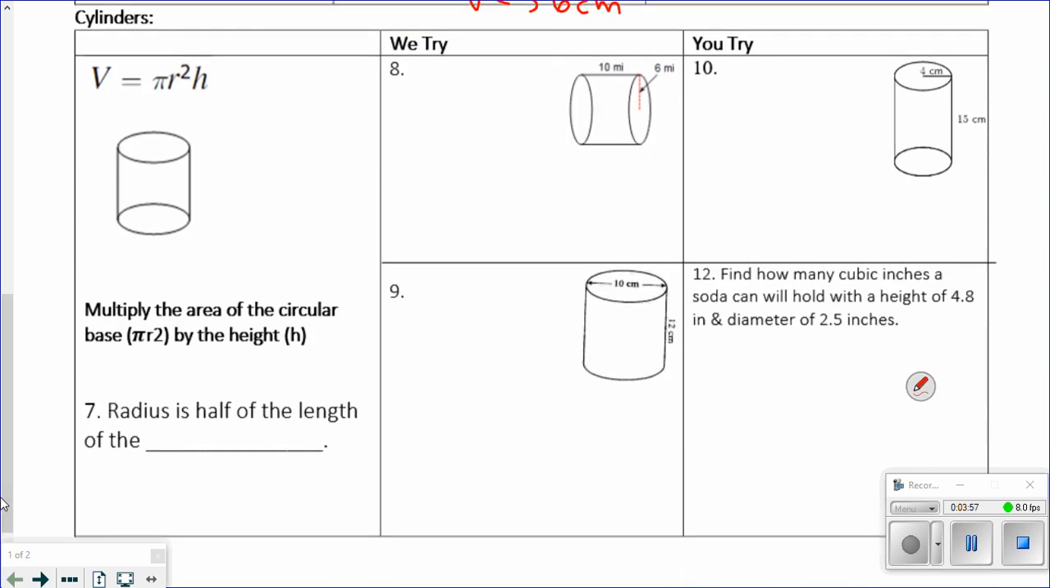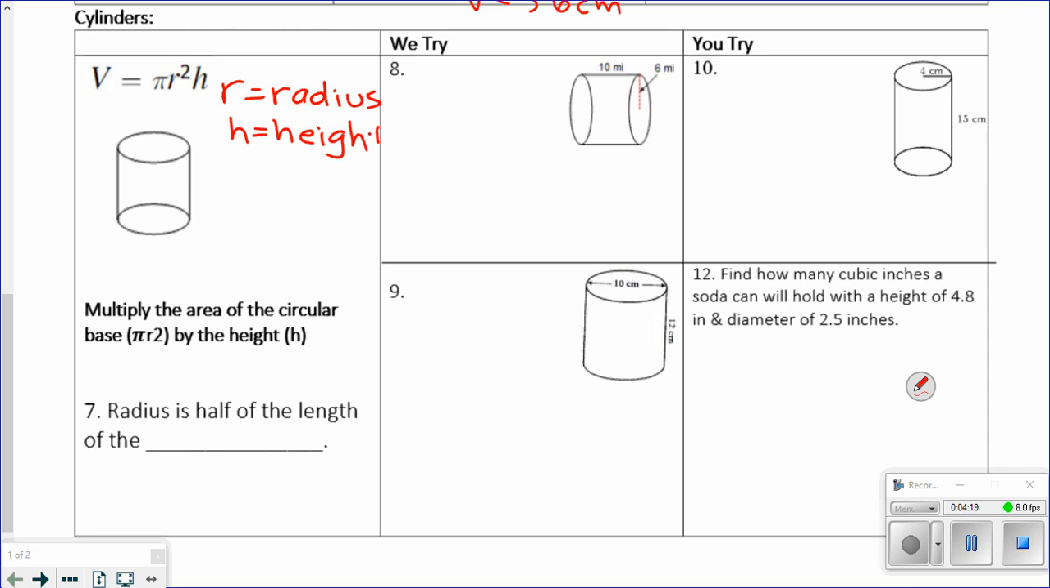All right, now we've got cylinders. So cylinders, just like a soup can or a soda can, we're still talking about how much that soup can or soda can hold. So if we're talking about volume, our formula is pi r squared h, where r is the radius, r stands for radius, and h stands for height.